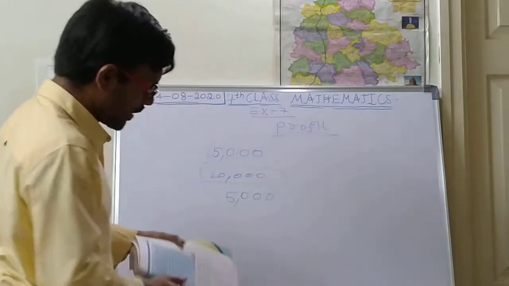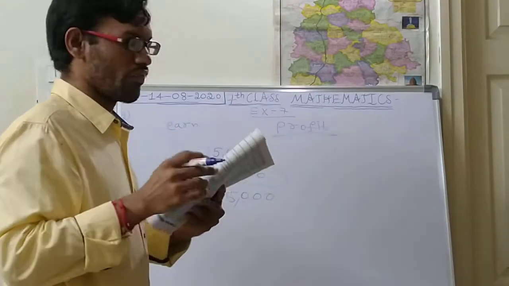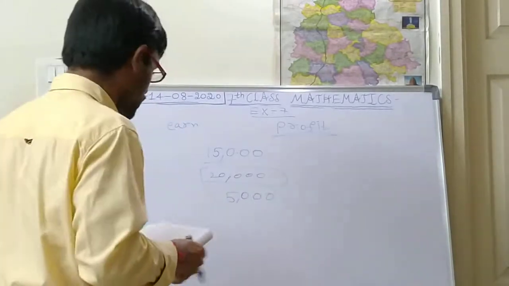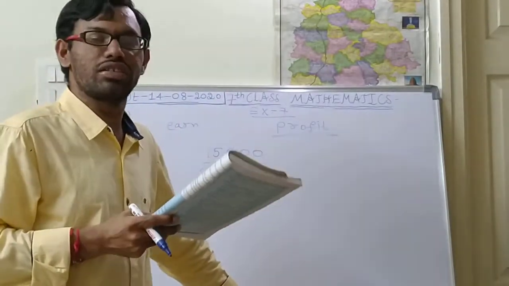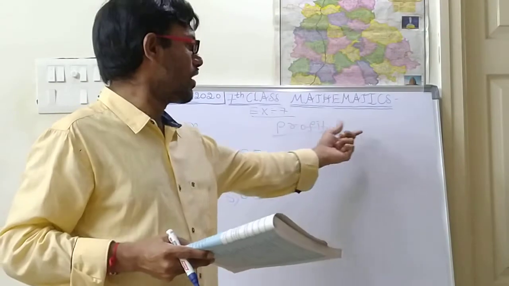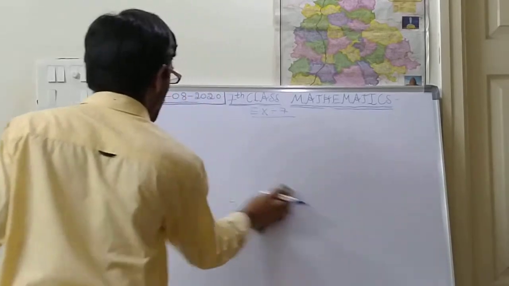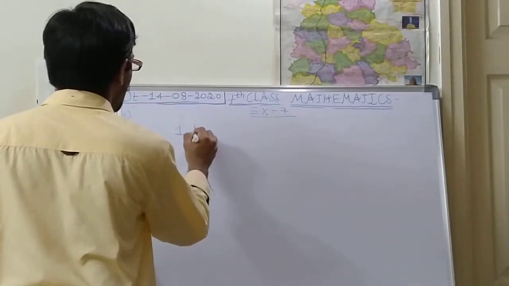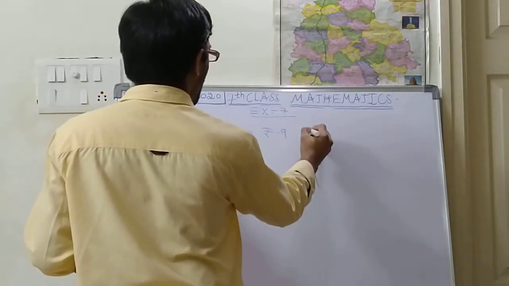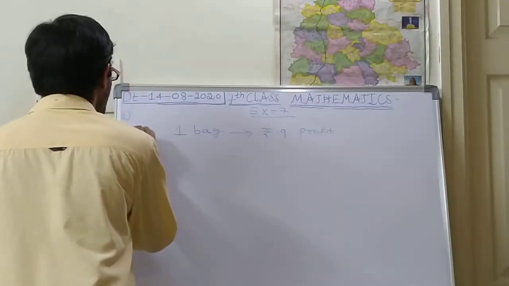So here a cement company earns a profit of rupees 9 per bag of white cement sold. White cement. So they are selling bags of white cement. For each bag, how much extra money did they get? They got 9 rupees extra money. That means for one bag they got rupees 9 as a profit, for the white cement bag.